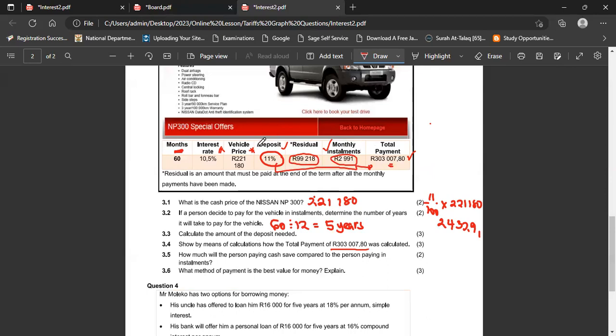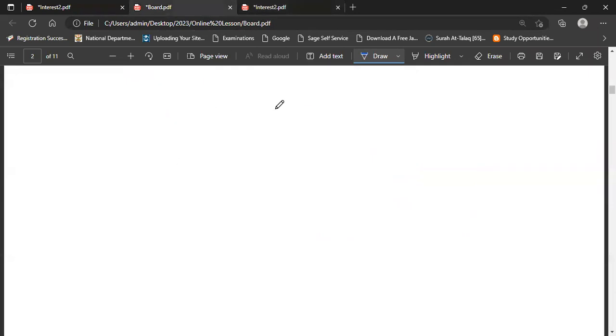Deposit, of which we've already looked for. See here, residue, the last money that you pay for the installment. Then we have 299. So we shall say this is question number 3.4. We are saying deposit plus residue plus the monthly installments.